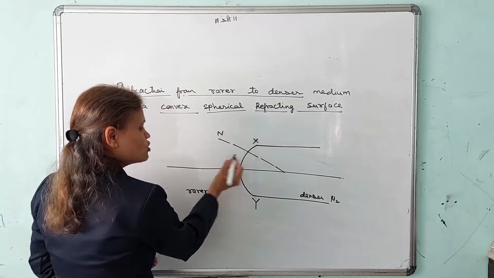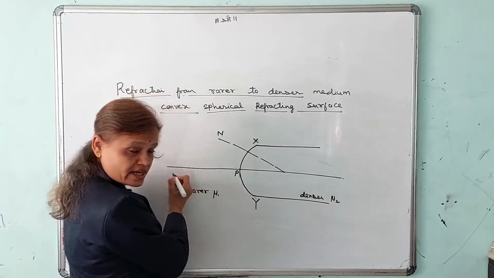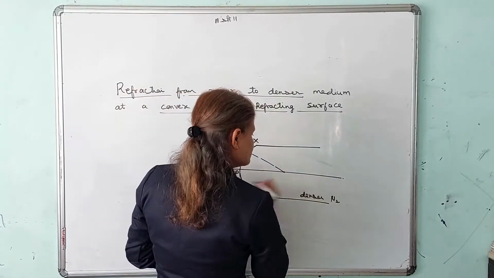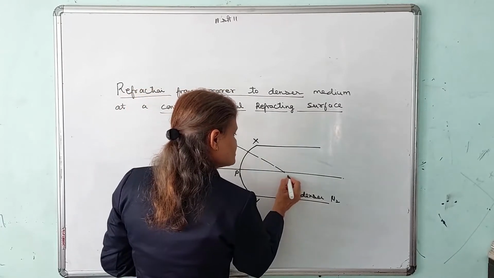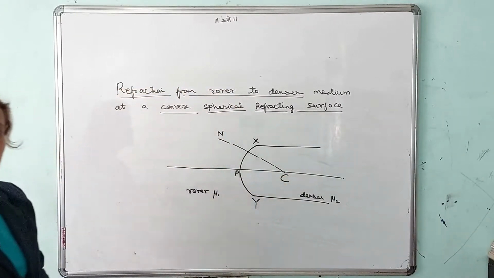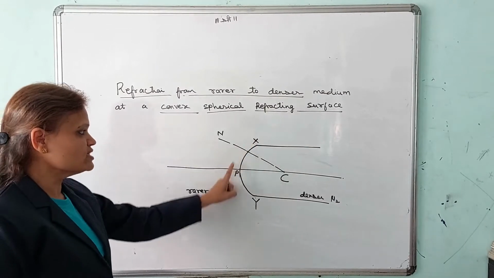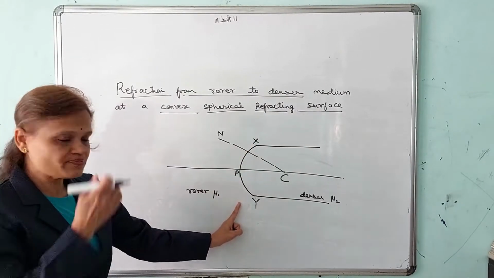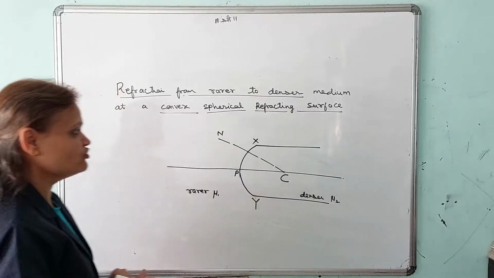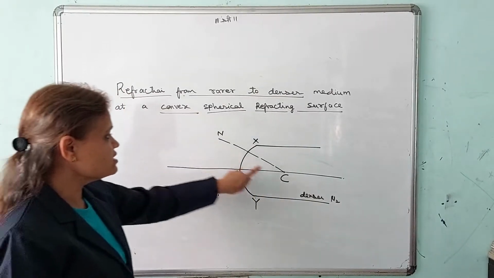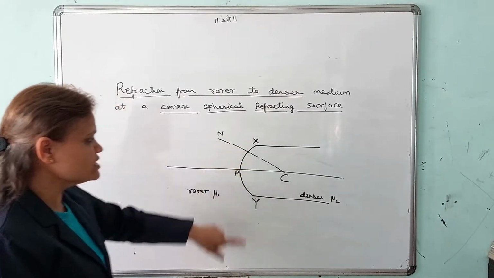And this normal will intersect this principal axis at a point that is nothing but C, the center of curvature. P, that you know, is the pole, the center point of this surface. C is the center of curvature. And NC is the normal that we have drawn to this surface.